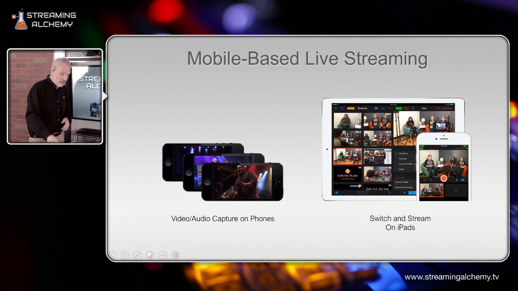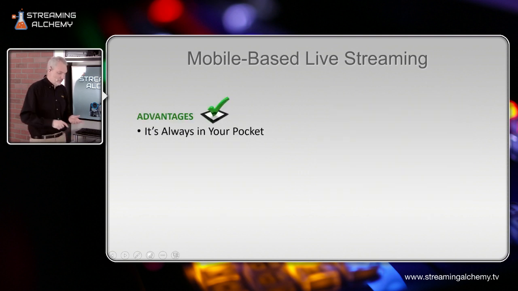So if we look at mobile-based live streaming, there are obviously advantages and some drawbacks. So on the advantages, it's the simple adage, it's always in your pocket. So this is true in almost anything. The best camera you have for any event is the one you have right there with you. And that's true of almost everyone's cell phone. So if you have something with you that you want to capture, you can just pull out your cell phone and do it.